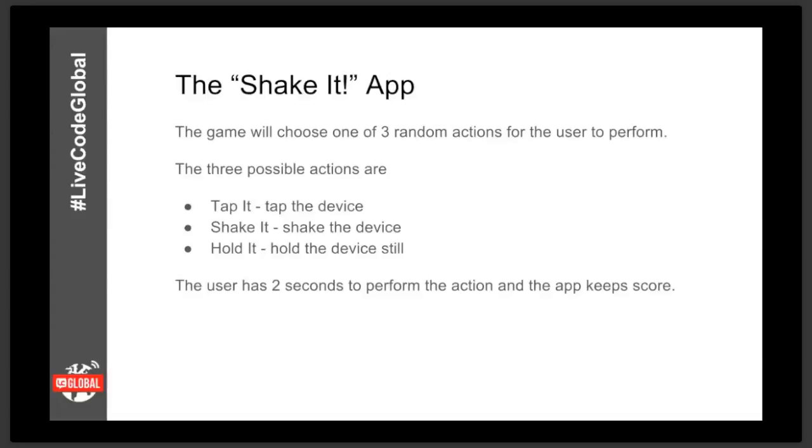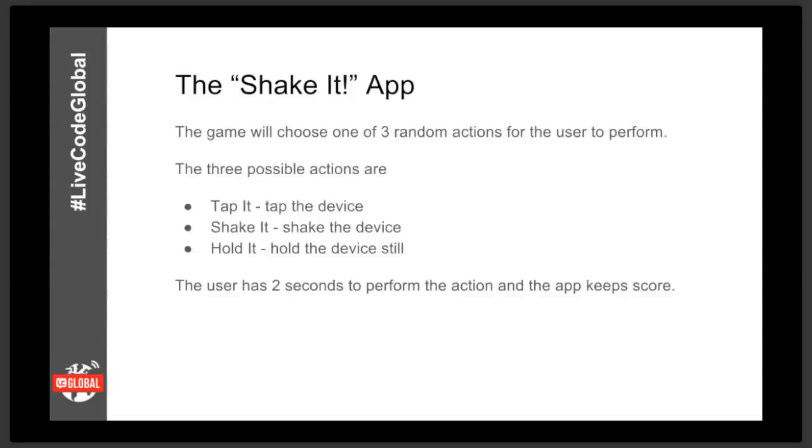So the game that we're going to make will have 3 random actions for the user to perform. So the first one is to tap the device in the right place, so just with your finger. Shake it, to shake the device, which is a gesture that you can respond to. And to hold it still. And for the hold it one, we'll be detecting how much they move the device as they try to hold it still, and if they move it too much, then they'll fail.